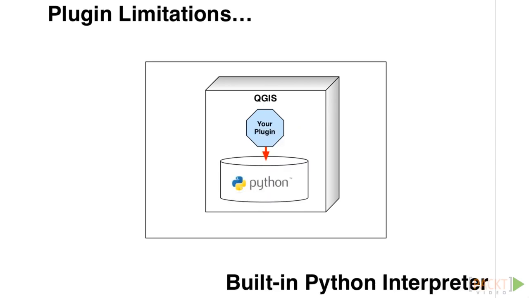Finally, plugins use the QGIS built-in Python interpreter. This means that you can't use any third-party libraries that aren't already built into that Python interpreter. If you need to use a library that's written purely in Python, then you can embed that library as part of your plugin. But any libraries that rely on C extension modules simply can't be used by QGIS plugins.